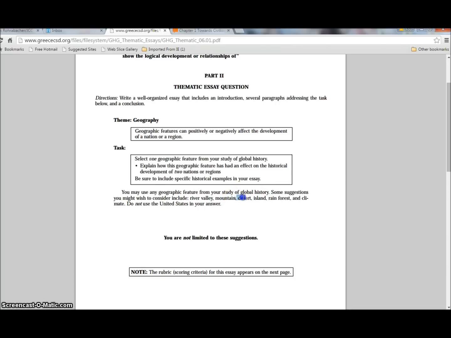So if you're going to pick deserts, you got to know 2 different places that have deserts. If you pick rainforest, you better know 2 different rainforests or places at least that they had rainforests. Same thing with mountains. So don't pick one unless you know 2 different places that you can talk about with that same geographic feature. All right? I'm not going to get into big detail about this yet, but just know you got to read the theme, do the task, pick one of those things.